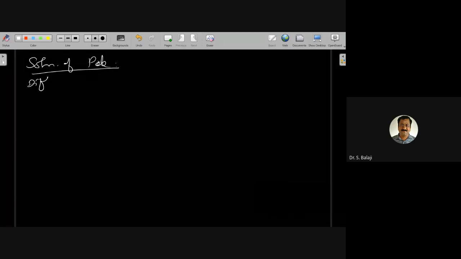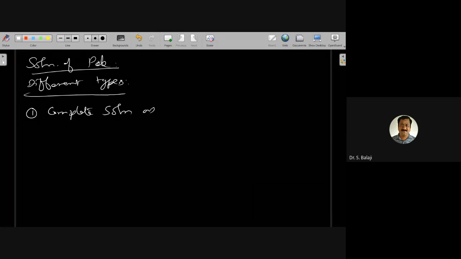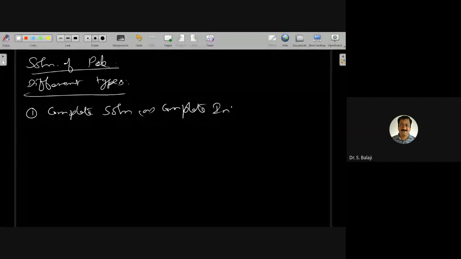We have different types. The following types of solutions we can find in a PDE here. One is complete solution or complete integral.